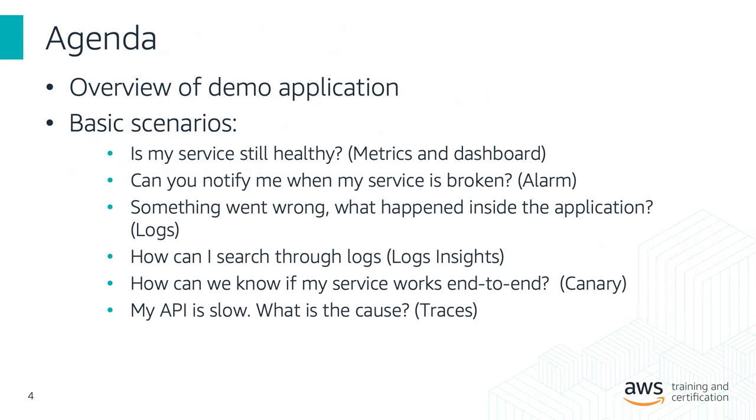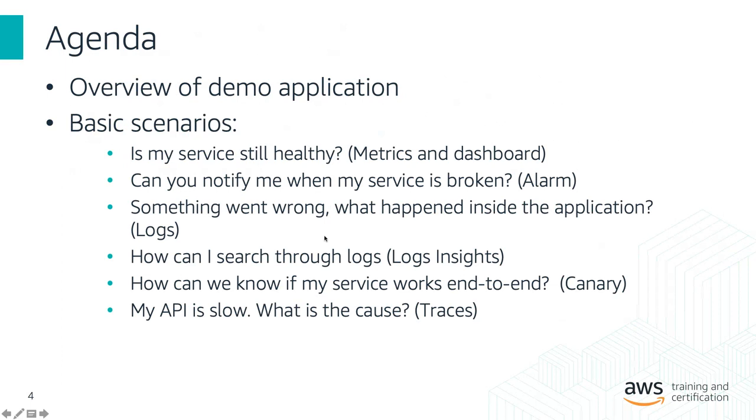Okay, the agenda today: we look at the demo of applications, and then we walk through 6 scenarios. The first one is the biggest question: is my service still healthy? We will visit metrics and dashboards here: how metrics work in CloudWatch, what the core concepts are, and how to create a dashboard. After we know that the application is healthy, we cannot keep watching the dashboard all day. So we need some kind of alarm. We need some kind of notification to take action automatically. And that's where the second question comes in.